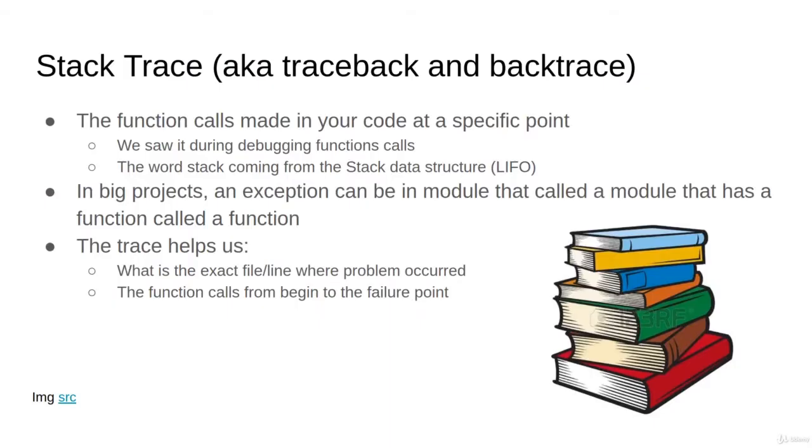In practice, our projects might be very big and we might have several functions and several modules, code here and there, and then a problem happens. You have probably noticed many times a lot of lines of code in the output telling you about the exception. We call that a stack trace, or traceback, or backtrace, which simply refers to the function calls made in your code at a specific point.